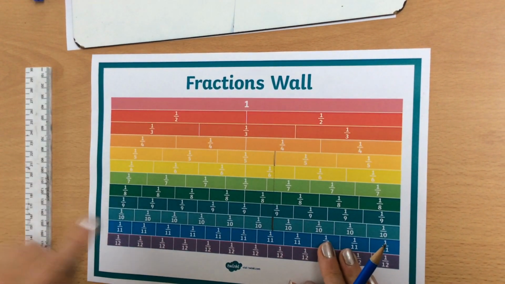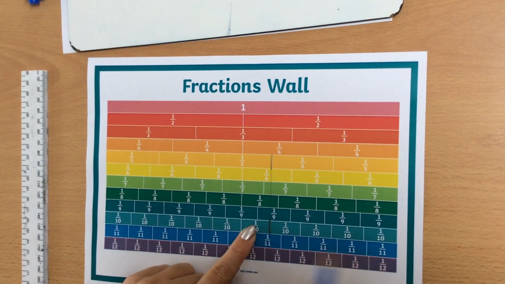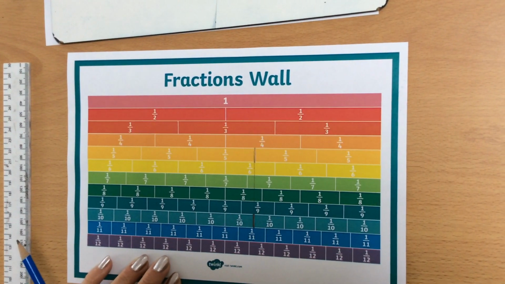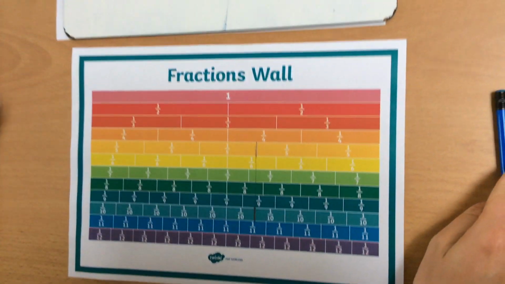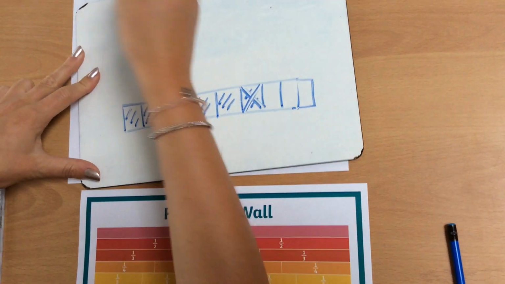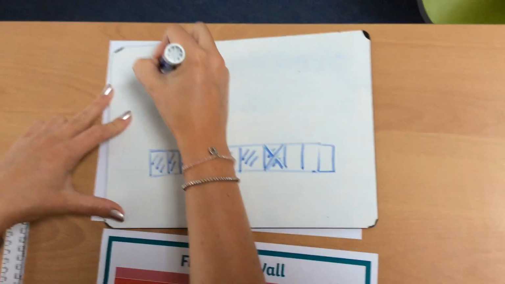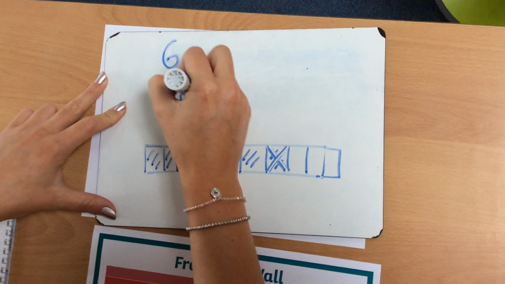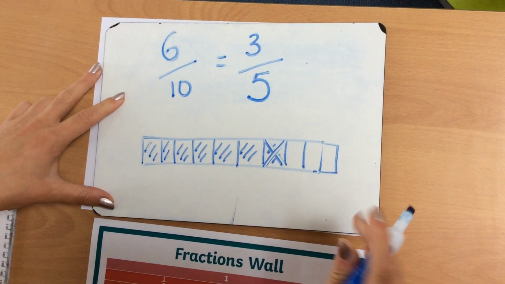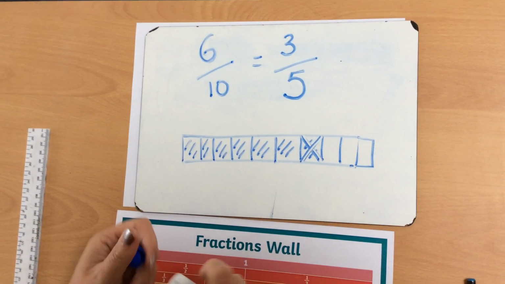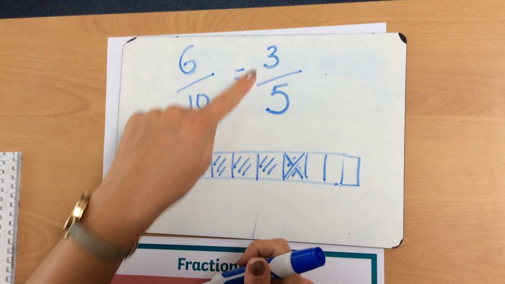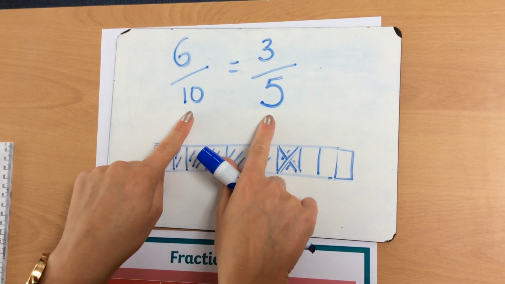How many fifths is the same as 6/10? Let's count. 1, 2, 3. So 6/10 is the same as 3/5. So I'm just going to rub this out now. 6/10 is the same as 3/5. Now, just have a look at those numbers and see if you can spot something with them. 6/10, 3/5. Let's have a look at the two denominators first.